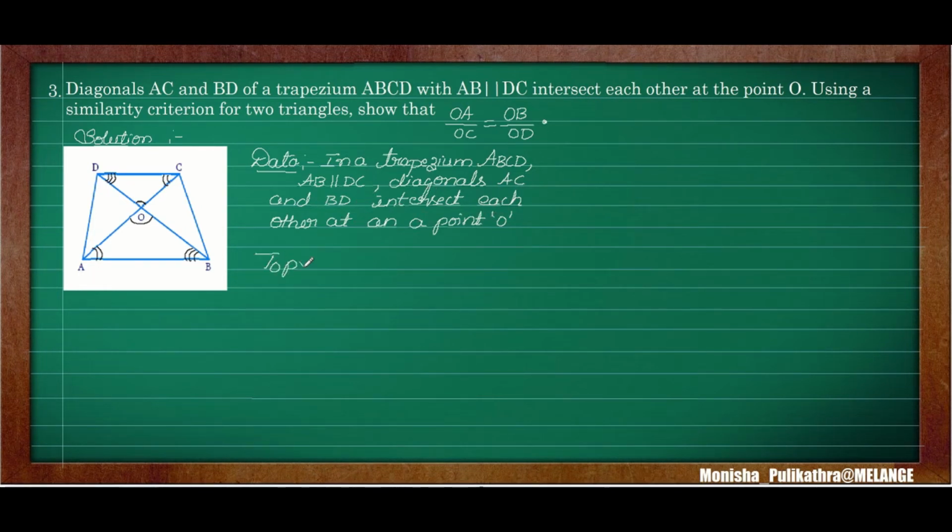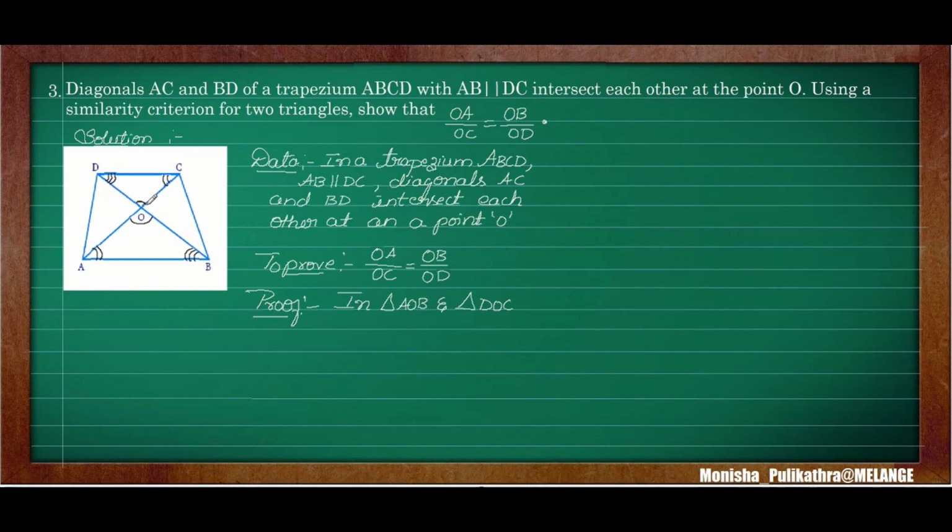So what we have to prove here? To prove is OA by OC is equal to OB by OD. The construction part is not there, so we can directly write the proof. For the proof, consider two triangles, one is AOB and the other is DOC. We need to compare those two triangles, triangle AOB and triangle DOC.